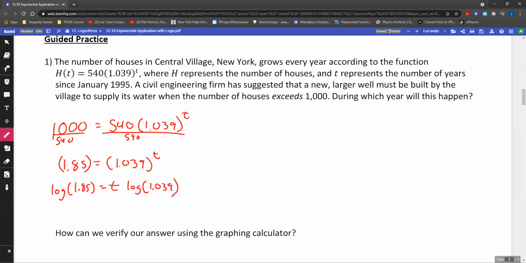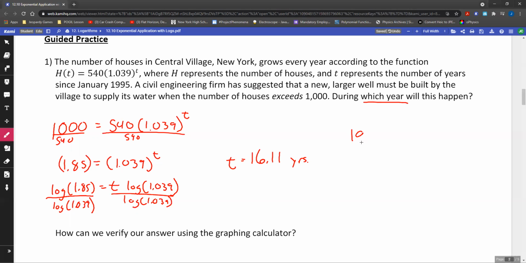And then from here, divide both sides by log of 1.039. So I get that t is going to be equal to log of 1.85 divided by log 1.039. And I get 16.11 essentially years. Now they want to know what year this is going to happen.